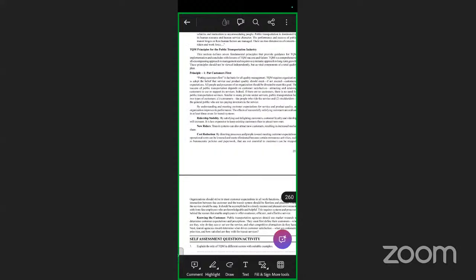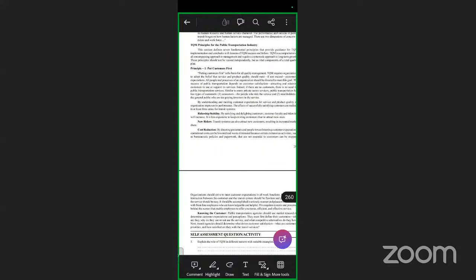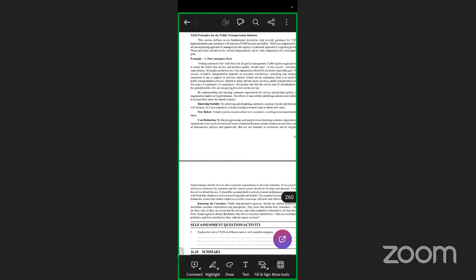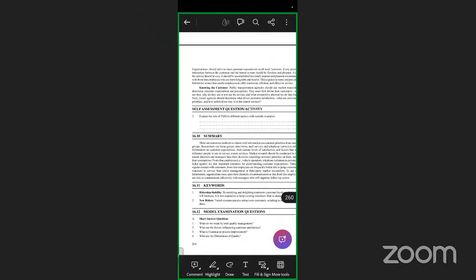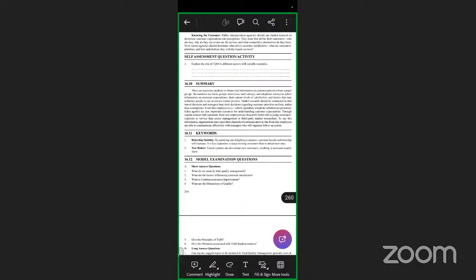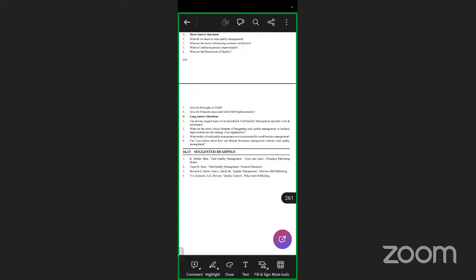So they feel that quality boosts ridership, stability, new riders, customer retention, and knowing the customer. And so here we have studied each and every service sector. Their quality is a must.